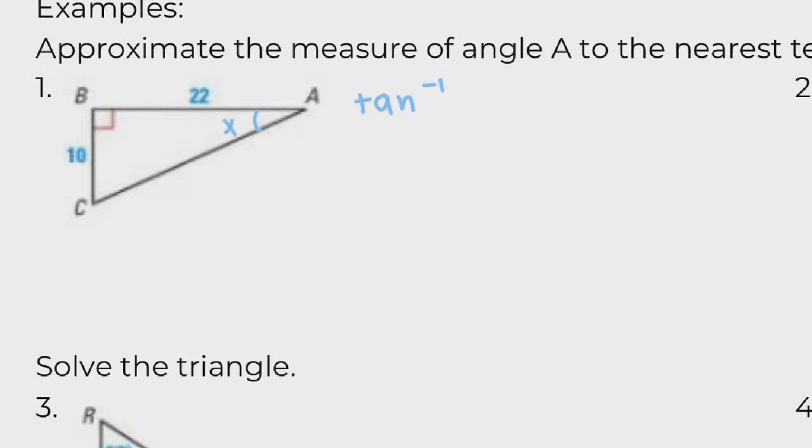Let me call this x. So x would equal tangent inverse of 10, which is the opposite, over the adjacent, which is 22. So you'll plug that into your calculator and you'll get x equals 24.4 degrees.